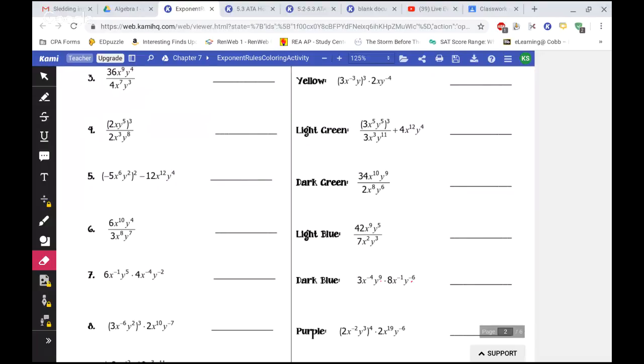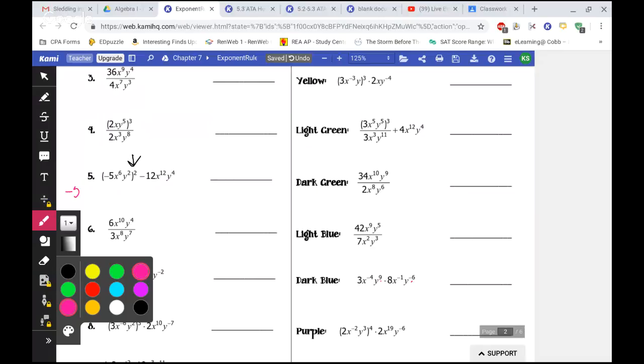So number 5, you want to distribute everything with regard to this exponent right here. You want to distribute it to everything inside the parentheses. So that would be -5 squared. And then when you distribute that to the 6 exponent on the x, you multiply because that's a power to a power rule. So that's going to be x to the 12th. And then 2 times 2 is 4. So now I've got everything there distributed.